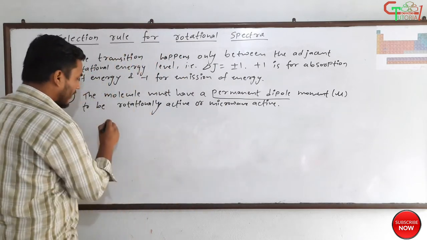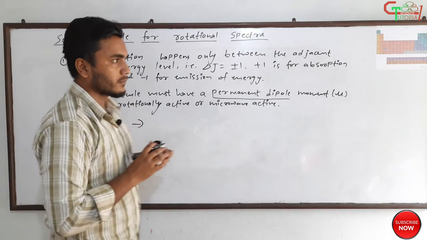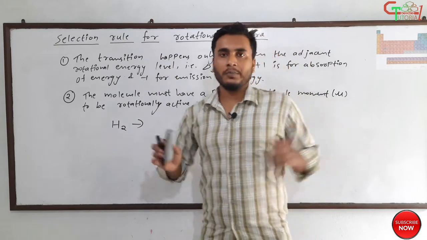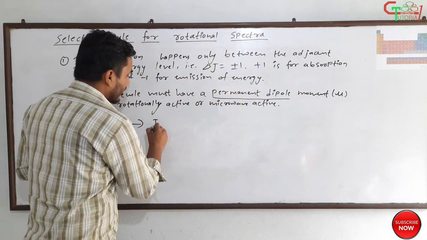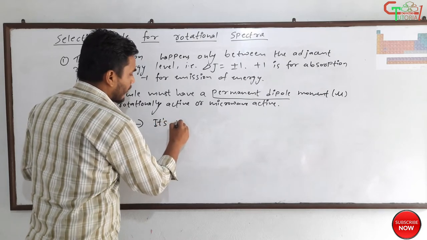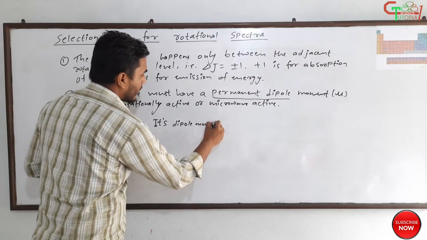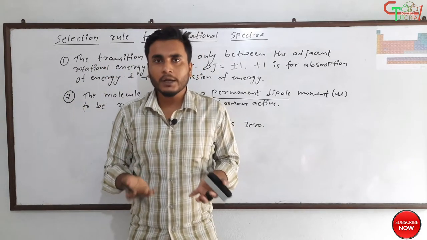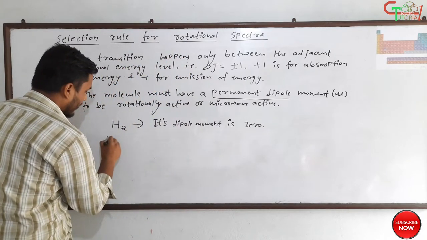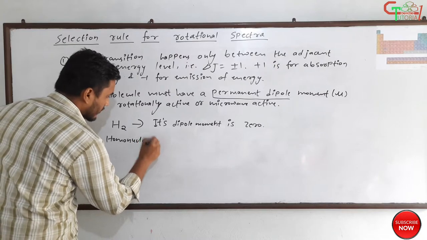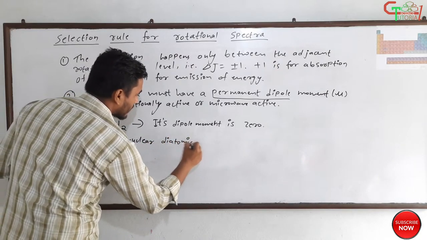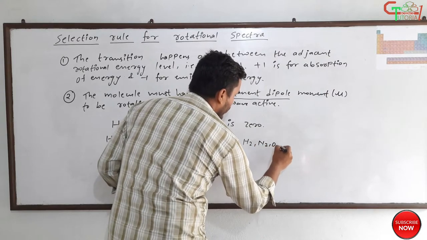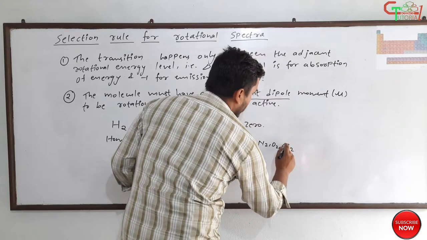So according to this rule, can you tell me, will H2 hydrogen molecule show rotational spectra? What do you think? The answer is no, it will not form rotational spectra as its dipole moment is zero. So homonuclear diatomic molecules, can you tell some example, like H2, N2, O2, Cl2, etc.